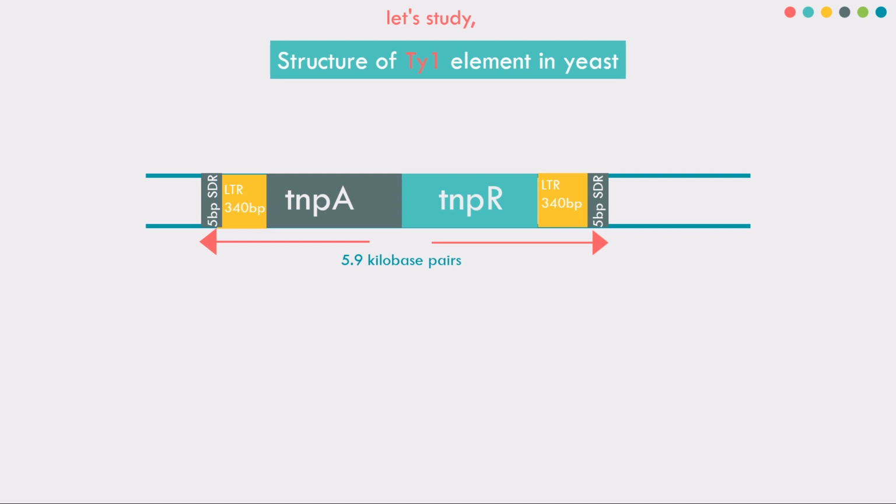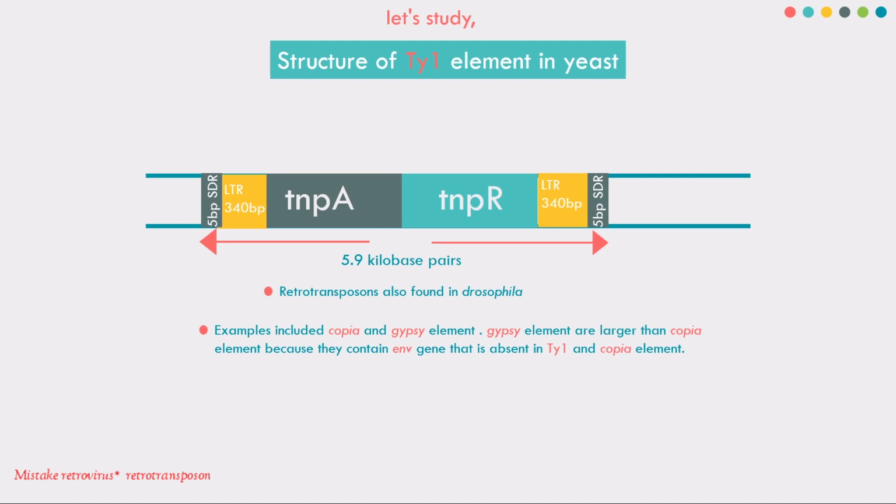Retroviruses are also found in Drosophila. Examples include the Copia and Gypsy elements. Gypsy elements are larger than Copia elements because they contain the ENV gene that is absent in Ty1 and the Copia element.